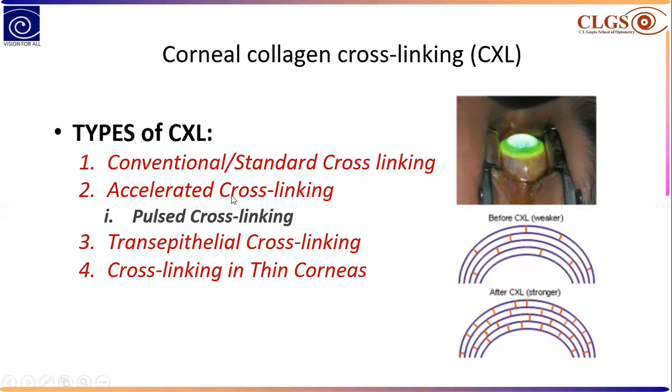Second is the accelerated cross-linking, and one of the advanced types of accelerated cross-linking is accelerated with pulsed cross-linking, and then transepithelial cross-linking and cross-linking in thin cornea. So I will discuss one by one what they are.